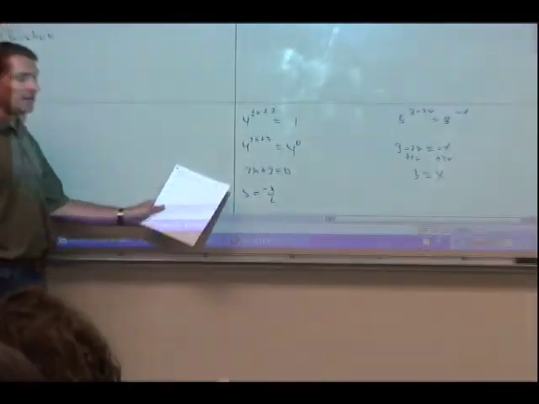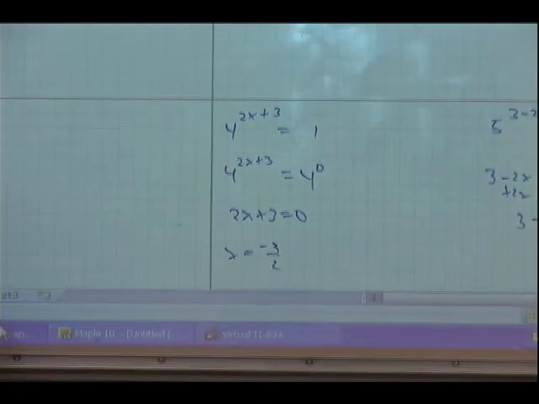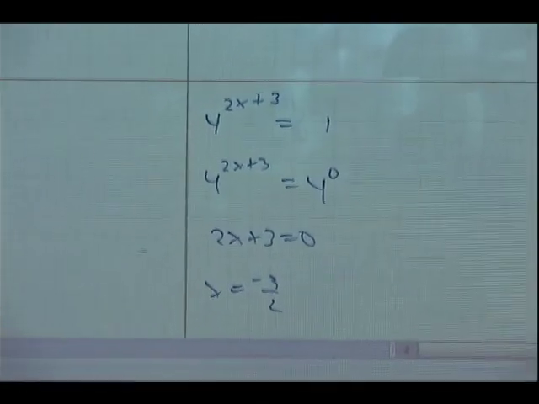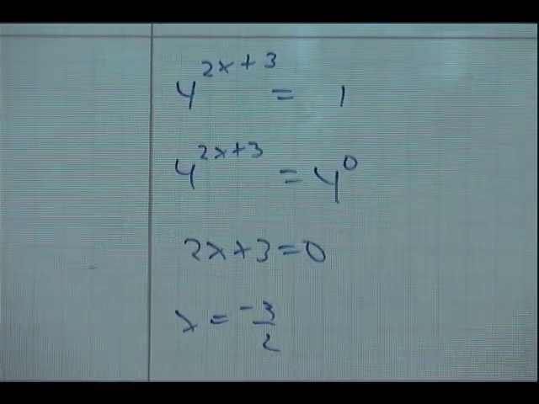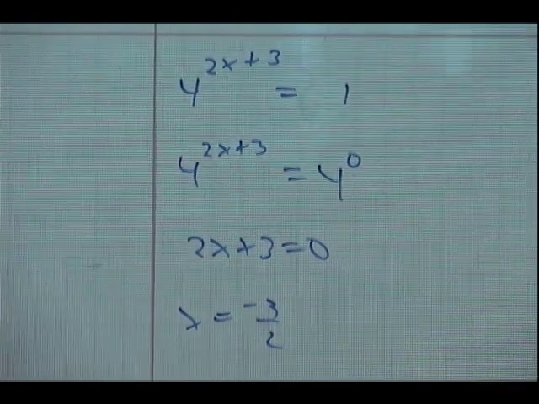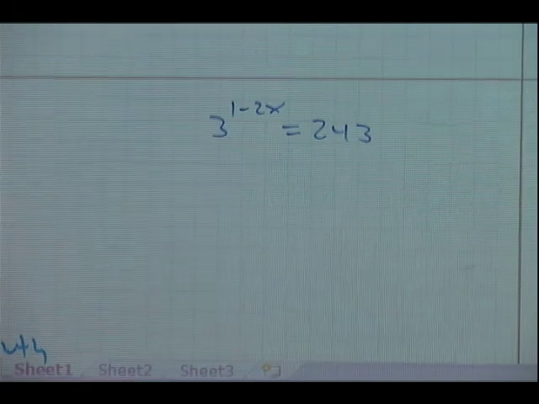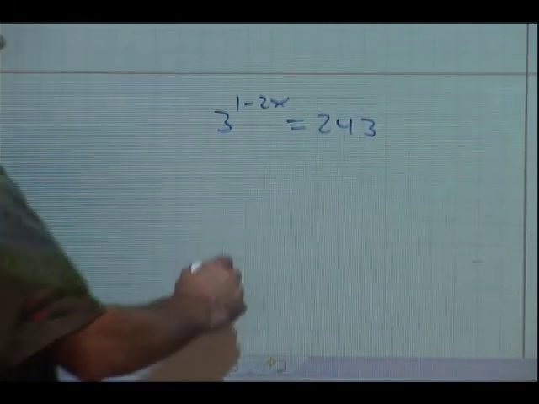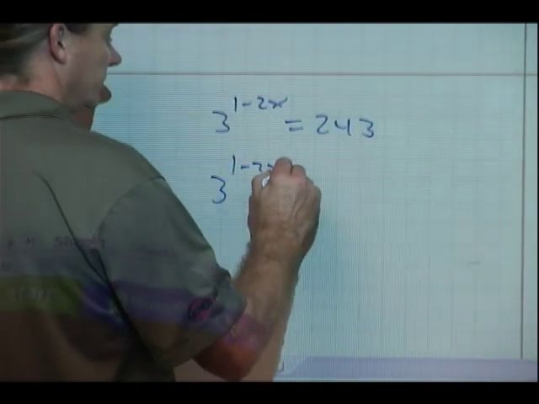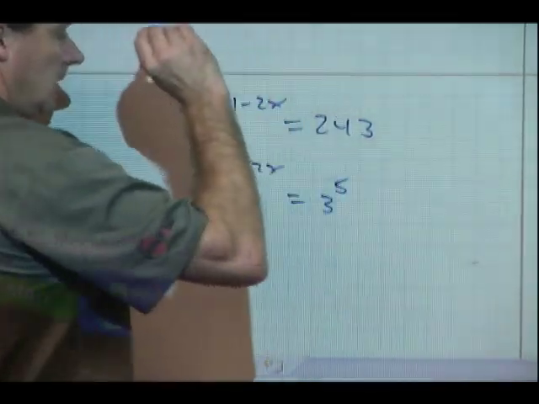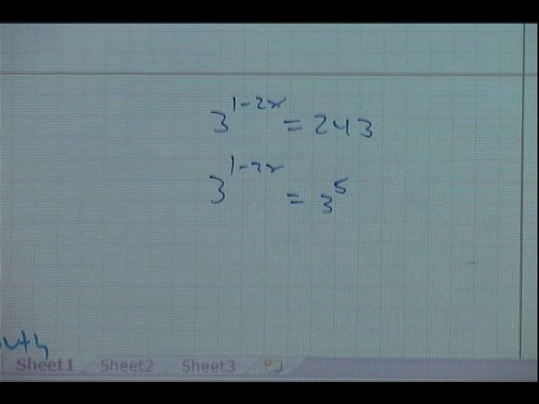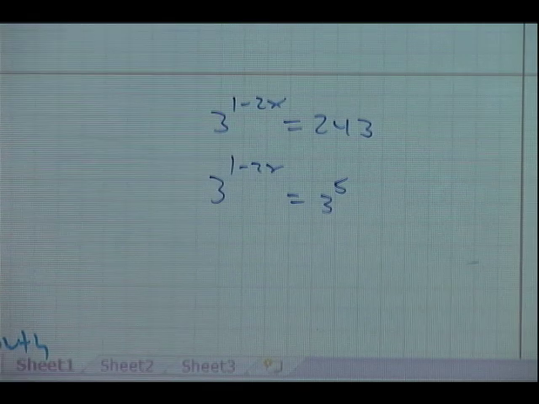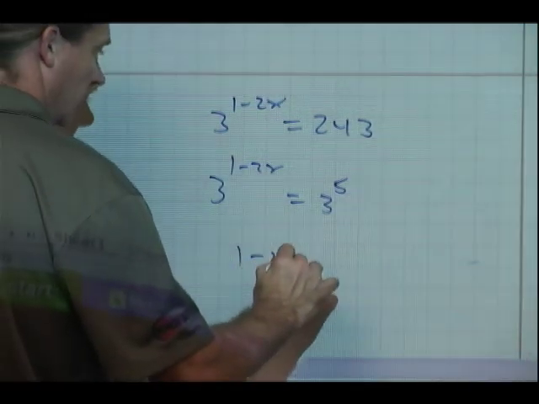I'm sure you guys can handle this, right? This is beginning algebra. Let's move on to number 3. This is 3 to the 1 minus 2x is equal to 243. That's right. I think we saw that one earlier, didn't we? And that makes life a lot better, because what can I do with the 3's? Equate the exponents.